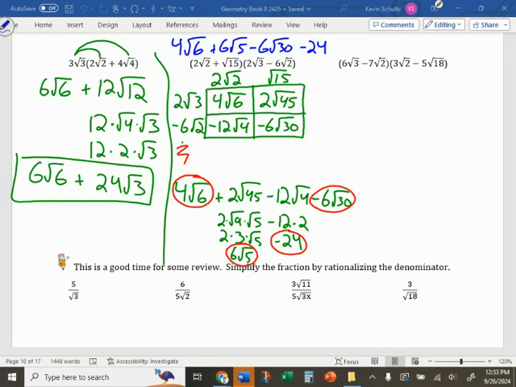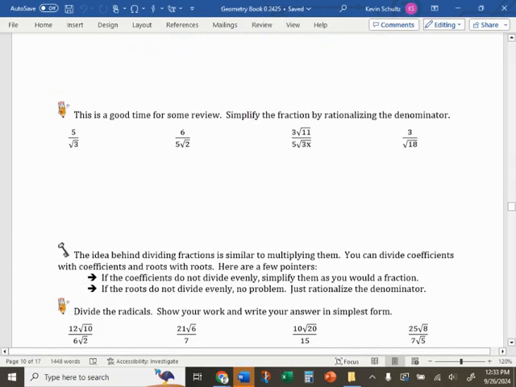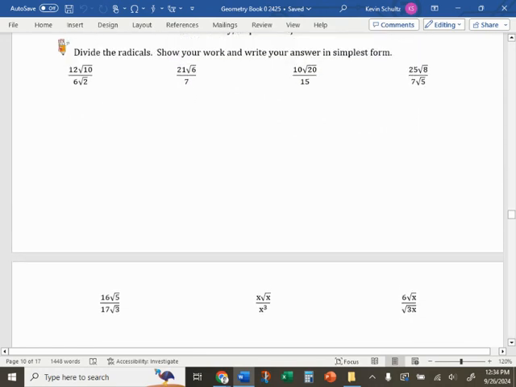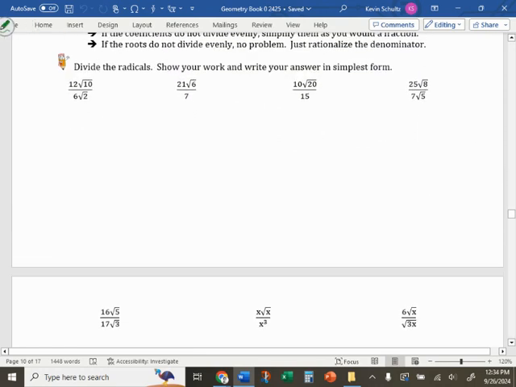The other part of this objective is the division piece. It says you can multiply and divide radical expressions. Here's the good news. You've already divided radical expressions. I just didn't tell you that's what you were doing. When you see something like 12 root 10 divided by 6 root 2, it's basically CO61 all over again. You were dividing radical expressions.